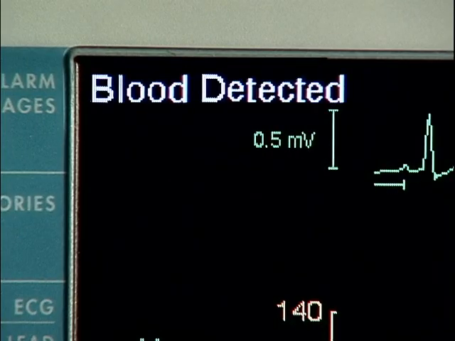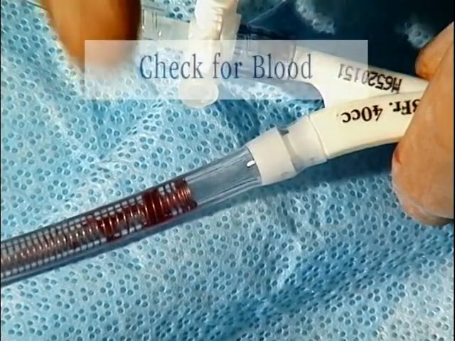The alarm message "Blood Detected" is announced whenever the sensors in the CS100 indicate the possibility of blood in the safety disc. This serious condition requires the operator to immediately check for blood in the tubing.